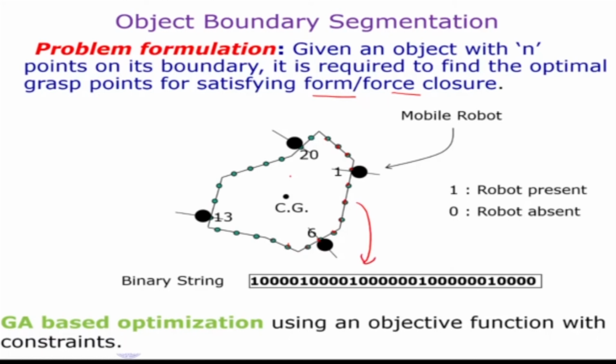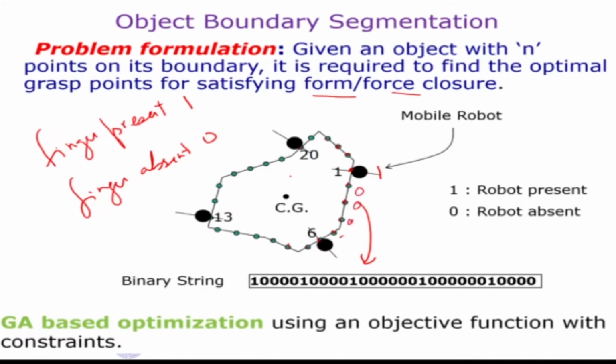Wherever the fingertip is present is 1. Wherever there is no fingertip, it is 0. Finger present means 1. Finger absent means 0. So if there is a finger sitting here, I start from this point. There is a finger sitting there, so this is 1. Going in the clockwise direction, there are 0, 0, 0, 0. Again there is a 1. Then 0, 0, 0, 0, 0, 0. Then there is a 1, 0, 0, 0, 0, 0, 0, 1, 0, 0, 0, 0. So if I start counting from here in a clockwise direction, it is 1, 0, 0, 0, 1, 0, 0, 0, 1, that way.